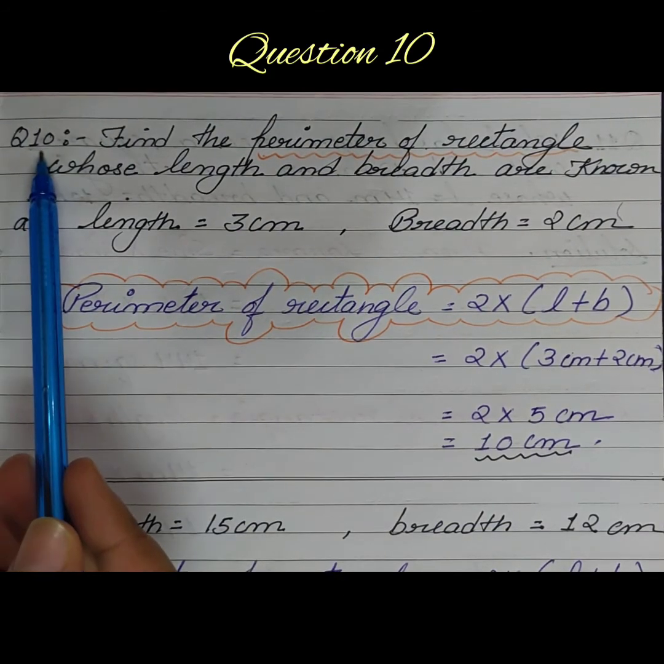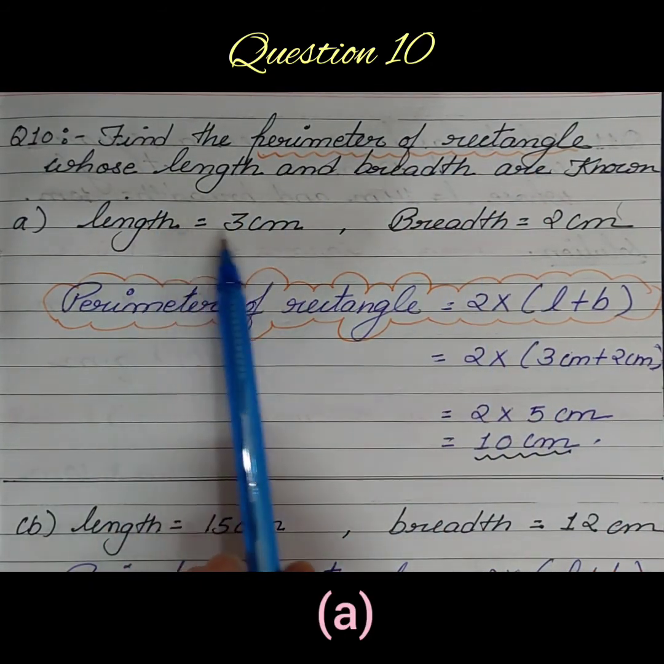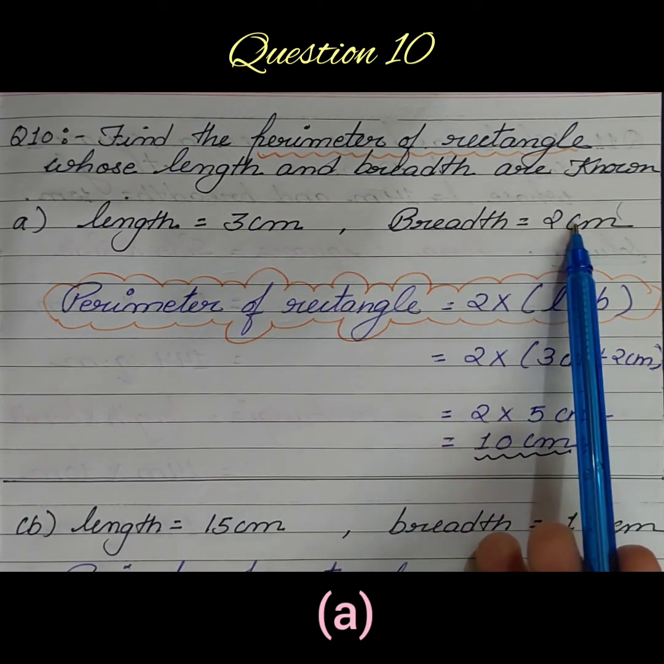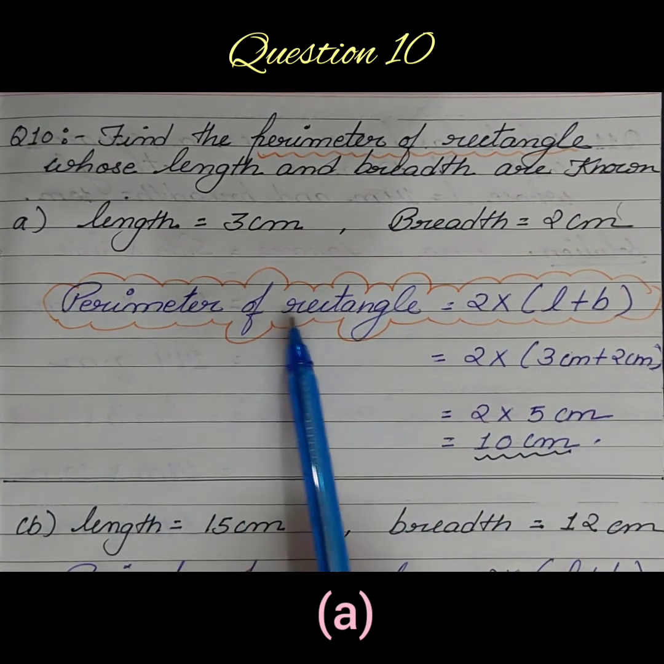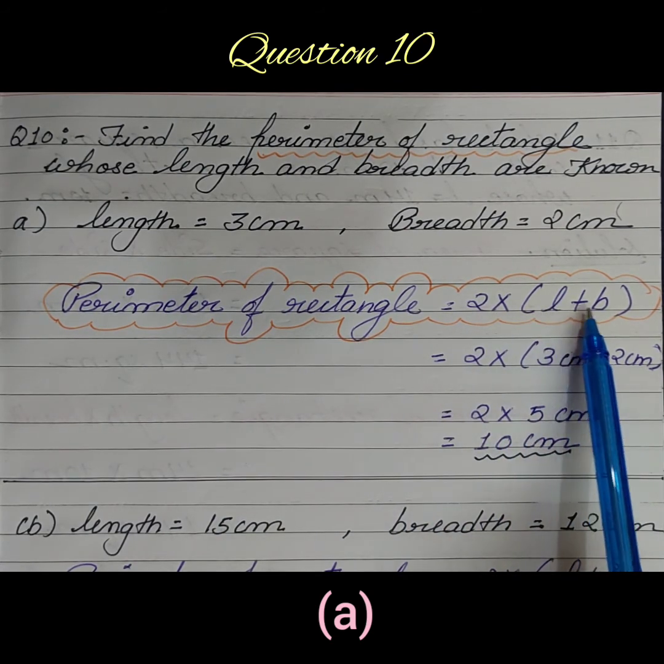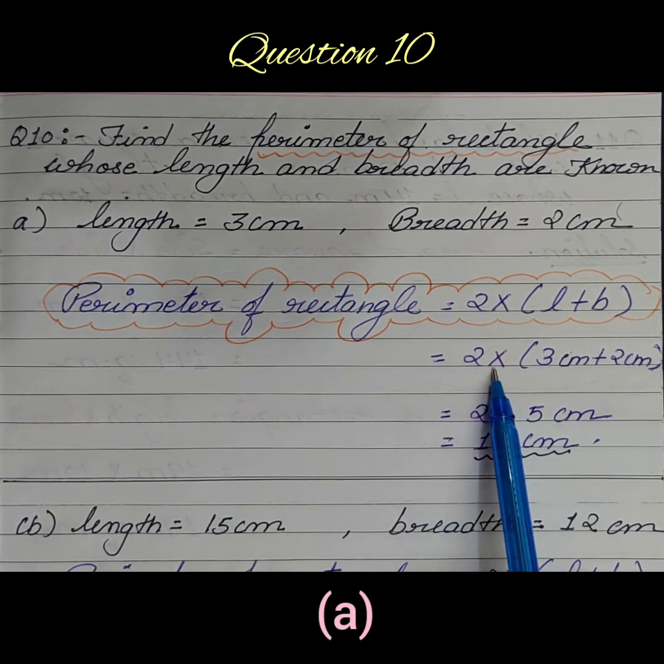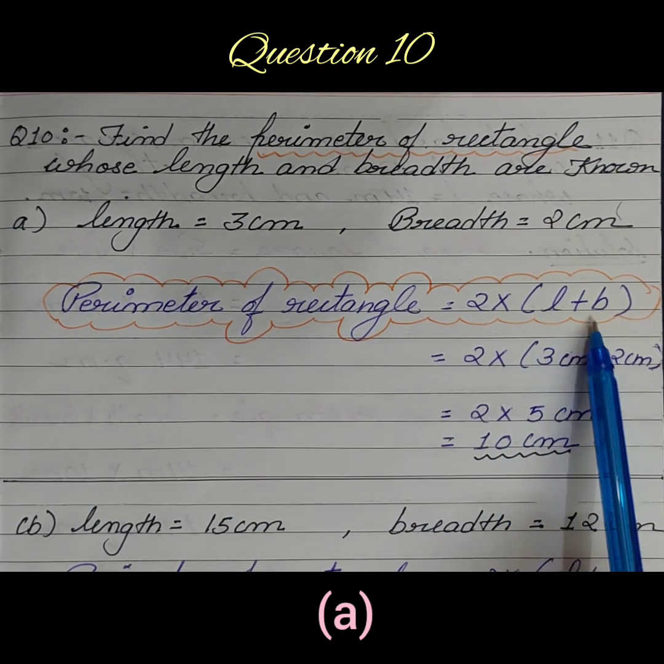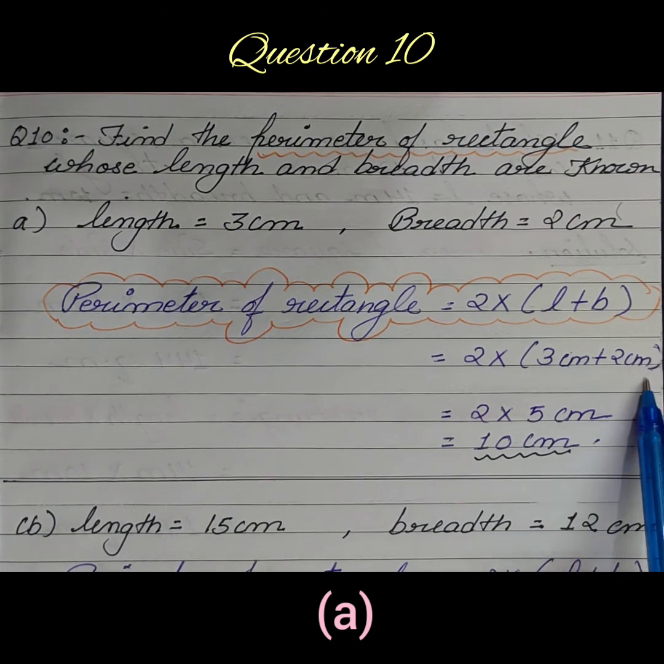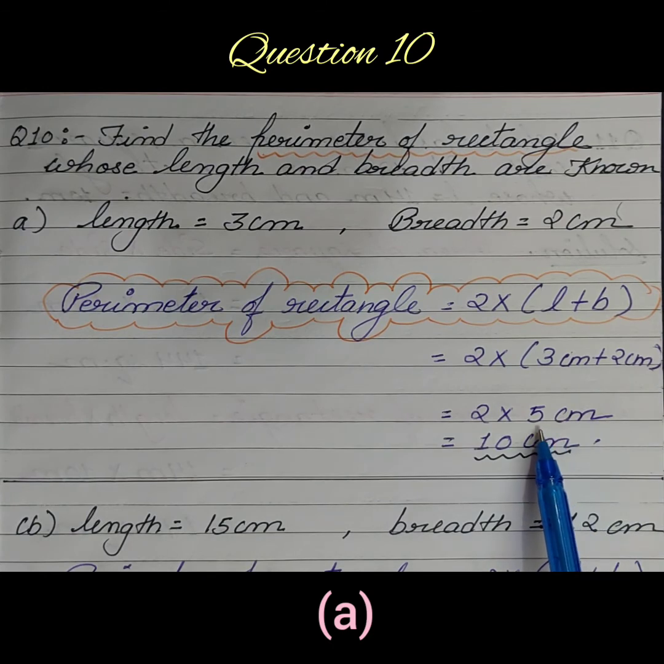Now in question number 10 we have to find out the perimeter of a rectangle whose sides are given. Length is given 3 cm and the breadth is 2 cm. And we all know the formula of perimeter of a rectangle is equal to 2 into length plus breadth. So first write 2 as same into length is 3 cm, breadth is 2 cm. Put in bracket. Now first solve the bracket, open the bracket. 3 cm plus 2 cm becomes 5 cm. Now 2 times 5 is equal to 10 cm.